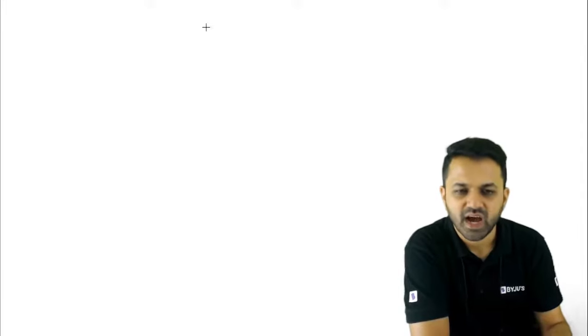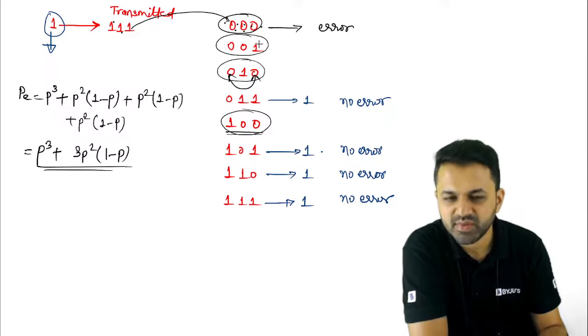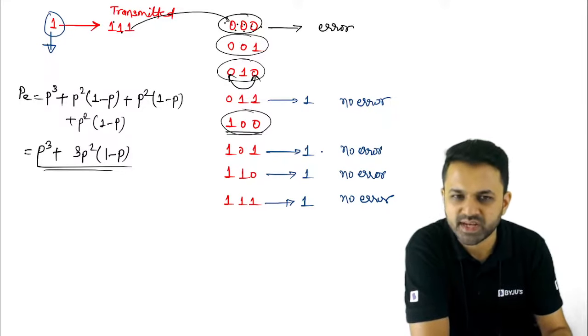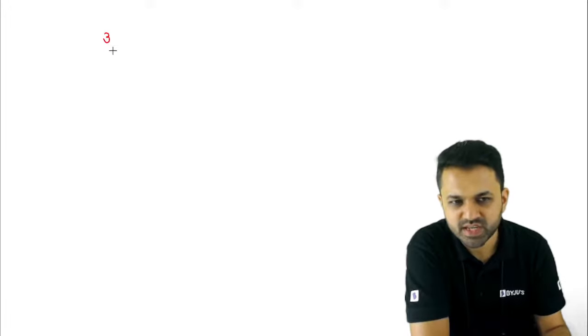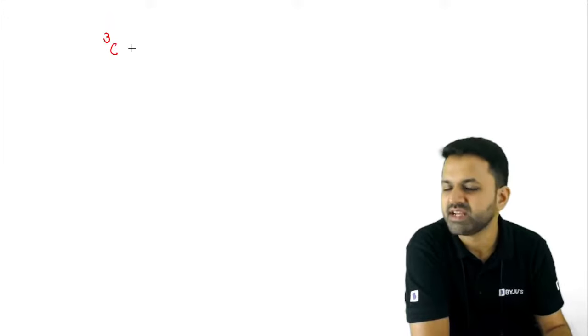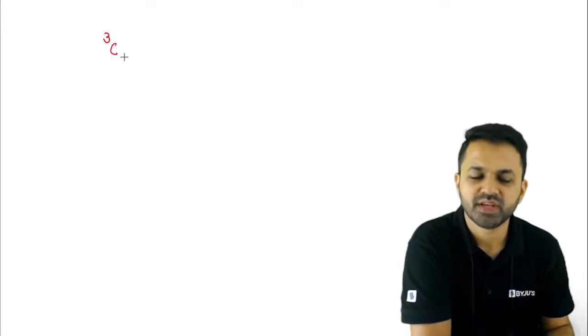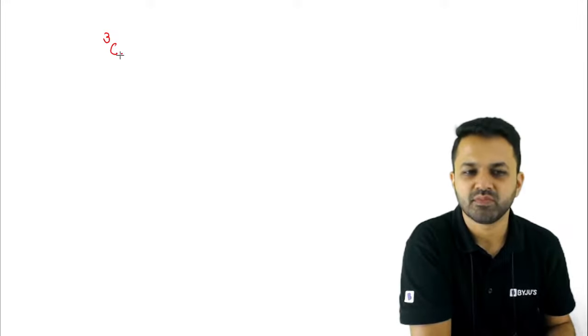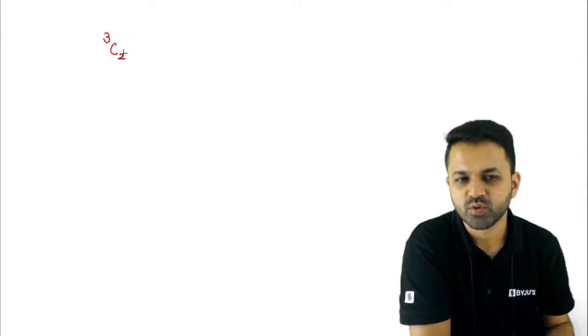There will either be one bit in error or no bit in error, right? So at least one bit in error. Out of three bits, if one bit is in error, then there is no problem. So how many errors should there be? Minimum two bits will be in error. Two bits should be in error, then only you will get an error.